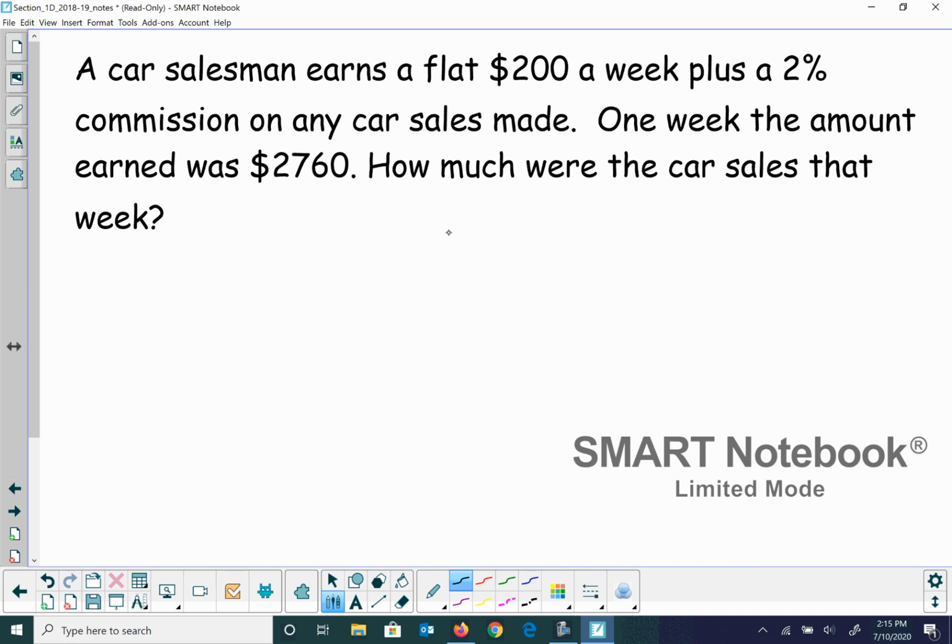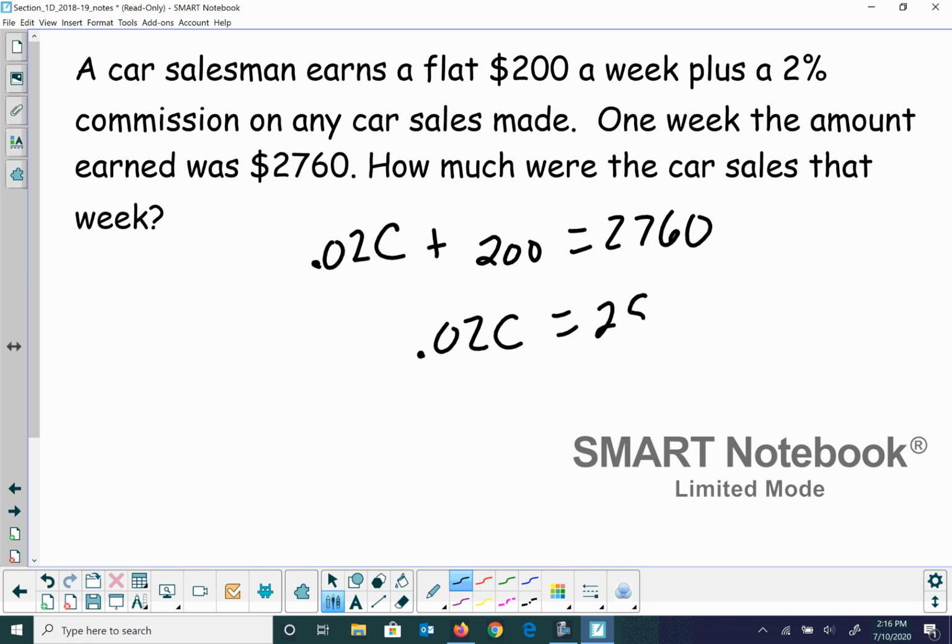So this is a nice linear equation. They're going to make $200 per week no matter what, and then they're going to have 2%. 2% is the same thing as 0.02, times C. Call it C or call it S, doesn't really matter. Call it X if you want to. With this equation, that means that they made $2,760. So we're going to subtract 200 from both sides. That's going to give me 2560.